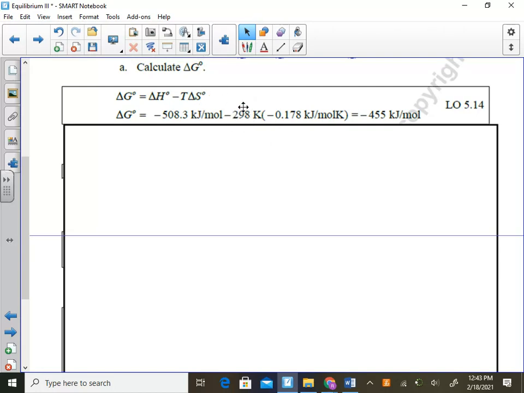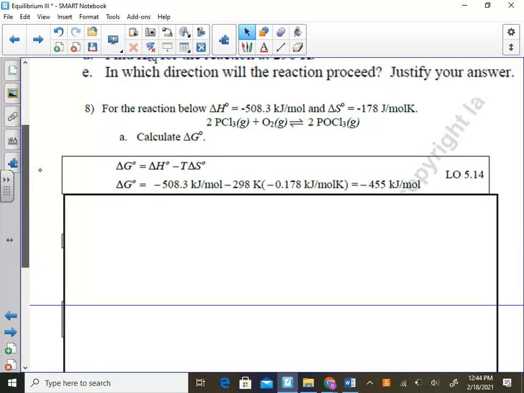Incidentally, this will be given to you in the problem typically. Delta S is given. In this case, we convert to kilojoules. So instead of the 178 joules per mole Kelvin, it's 0.178 kilojoules per mole Kelvin. And so when we multiply all of this, we get negative 455 kilojoules per mole. And so that's our answer for part A.